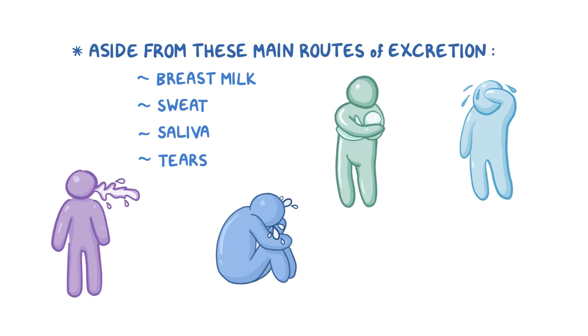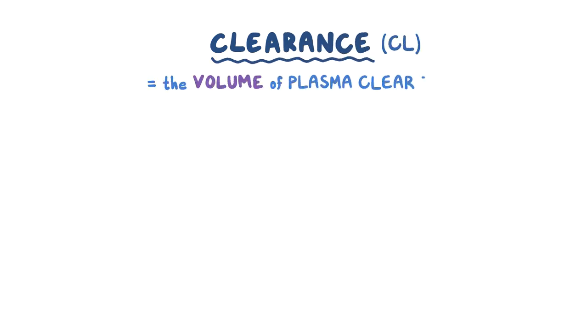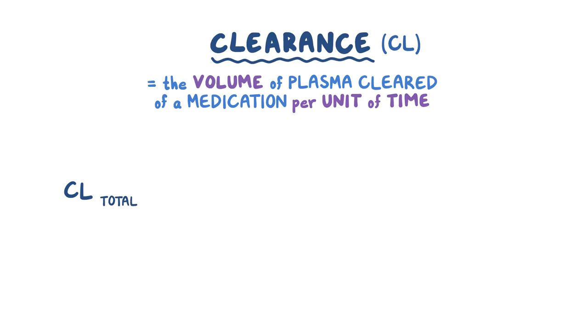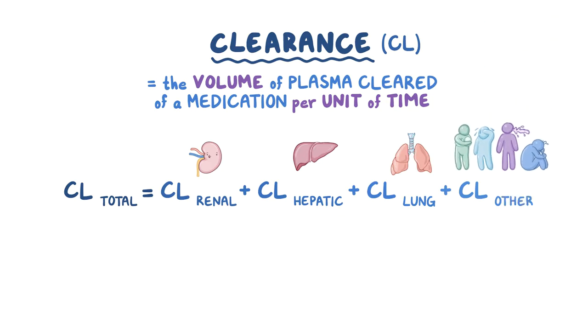Okay, now that we understand excretion, let's look at clearance. The term clearance of a medication, abbreviated as CL, refers to the volume of plasma cleared of a medication per unit of time. Total body clearance, or CL total for short, is actually a sum of the various clearance routes. So, total clearance equals renal clearance plus hepatic clearance plus lung clearance plus other clearance.